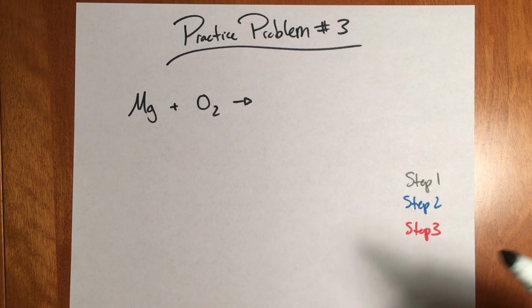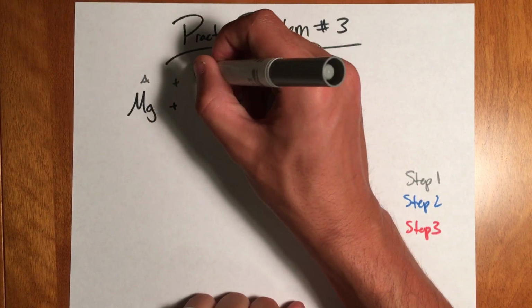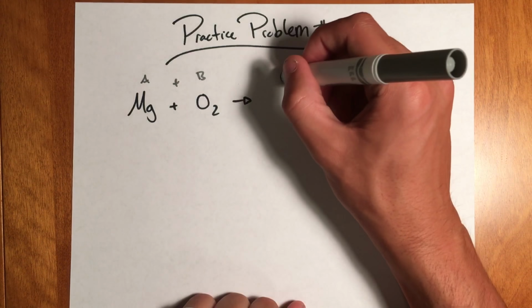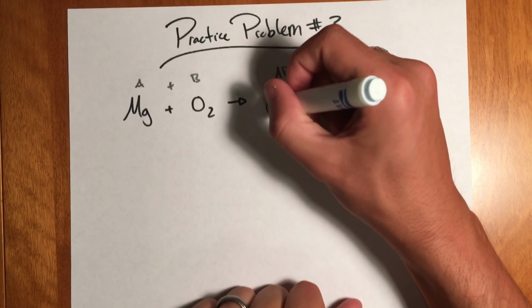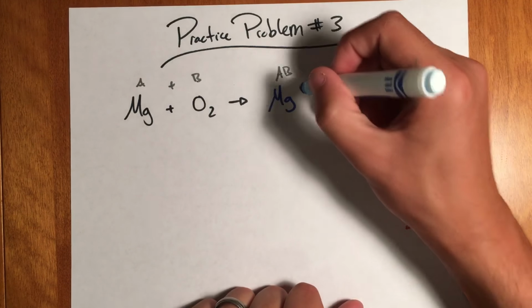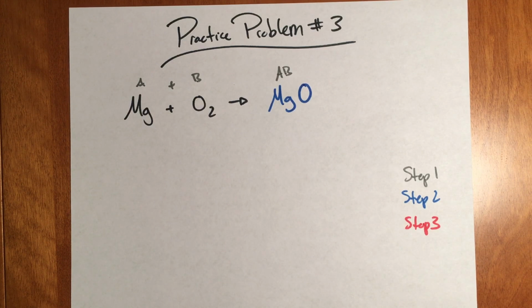Okay, so you should be done with this. Let's walk through it. This is A plus B, which is synthesis. So that means we're going to be yielding AB, which means our formulas will be magnesium oxide, which is Mg and then O. Now remember, magnesium and oxygen both have +2 and -2 charges respectively. So that is a balanced formula.